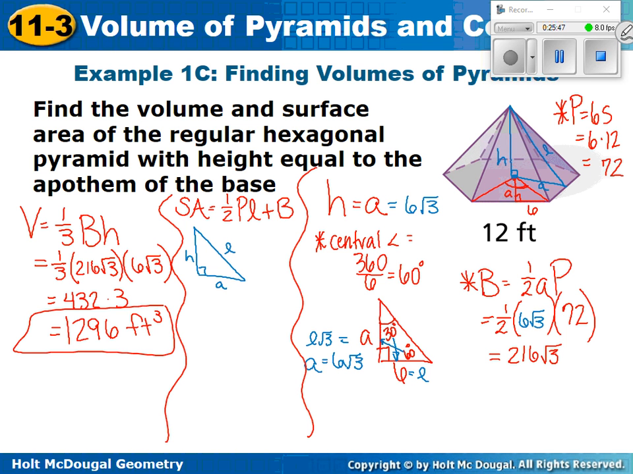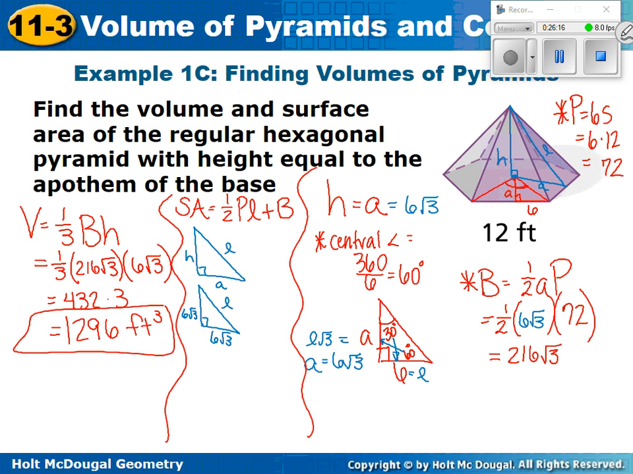Plug in the numbers that you know. What was the height again? 6 square roots of 3. What was the apothem? 6 square roots of 3, and we're looking for the slant height. Two ways we could do that. What's one way? Pythagorean theorem. I worry that you'll make a mistake when you square 6 square roots of 3, so I'm just going to warn you, if you use Pythagorean theorem, make sure you're putting that in parentheses before you square it.